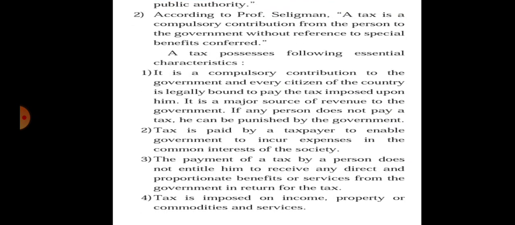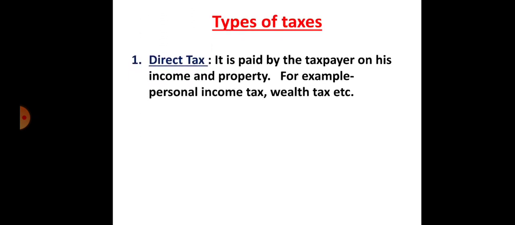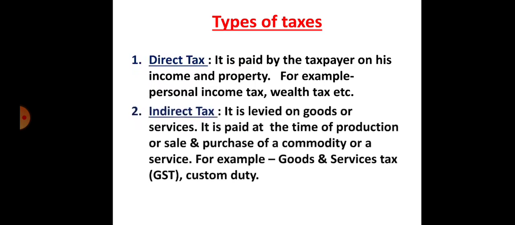Let's discuss the next point related to this chapter, the types of taxes. There are two major types. First is the direct tax and second is the indirect tax. We know at present the indirect tax means GST, the Goods and Services Tax. We include all other taxes in that one concept. The first is the direct tax. It is paid by the taxpayer on his income and property. The burden of the tax is borne by the person on whom it is levied. For example, personal income tax, wealth tax, etc.